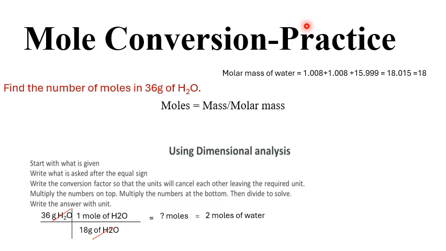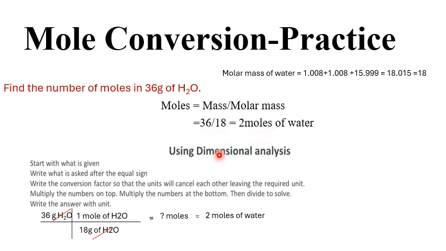Get the atomic mass from the periodic table, then add them up. For water, we already calculated it as 18 in the previous calculation. So we just have to substitute now: 36 divided by 18, which equals 2 moles of water.